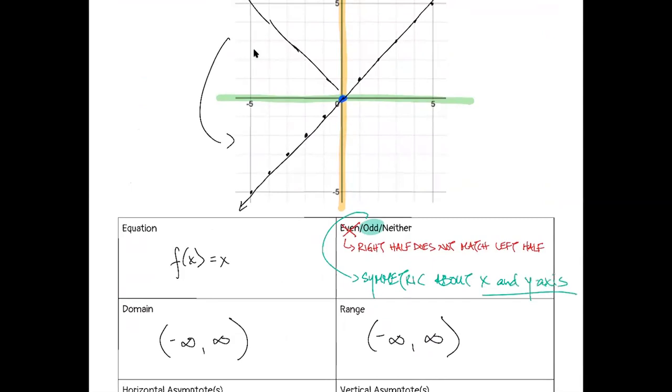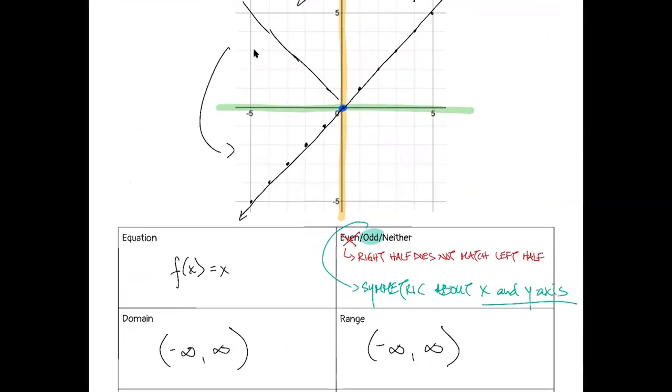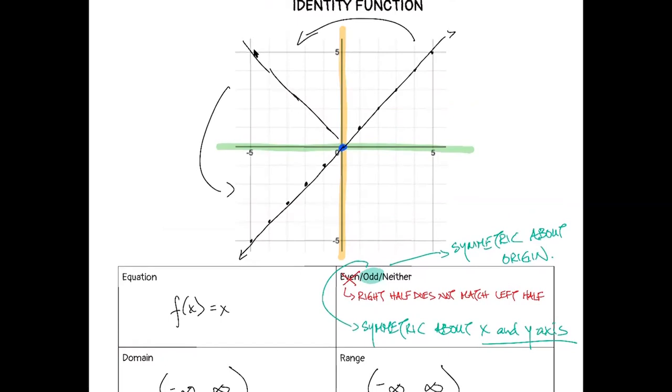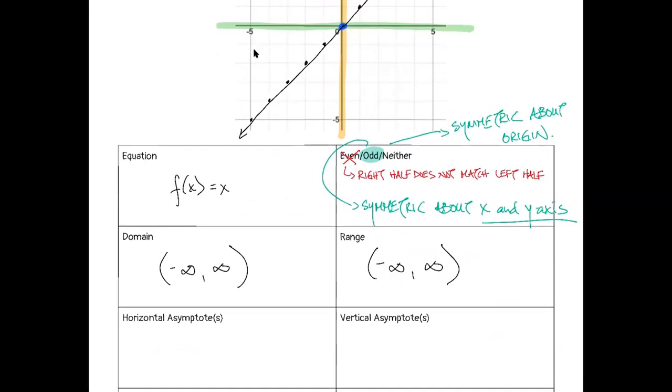And you might also hear it described, when it's symmetric about the x and the y axis, sometimes we call that symmetric about the origin. So symmetric about the x and y axis is the same as symmetric about the origin. So we know that the identity function is actually odd. All right, so we've got domain, range, even, odd.